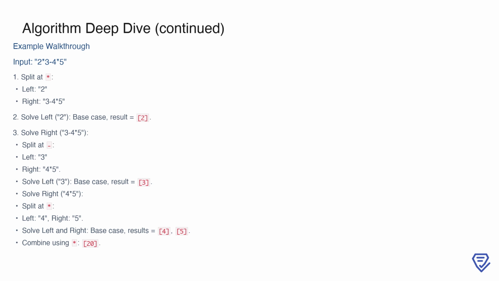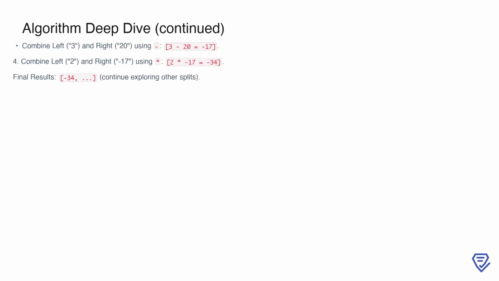For 4*5, we split at the asterisk operator, resulting in 4 and 5, both of which are base cases with results 4 and 5. Combining these with the asterisk operator gives 20. Now, we combine the results from 3 and 20 using the dash operator, yielding -17. Finally, we combine the results from 2 and -17 using the asterisk operator, which gives the result -34. This is just one possible outcome, as the algorithm continues to explore other ways to split and group the expression.